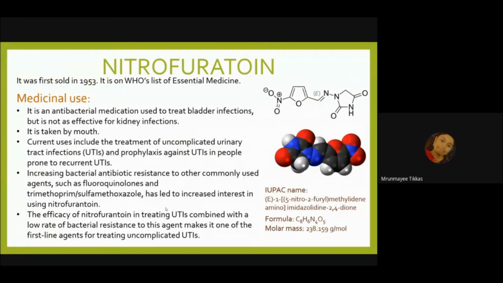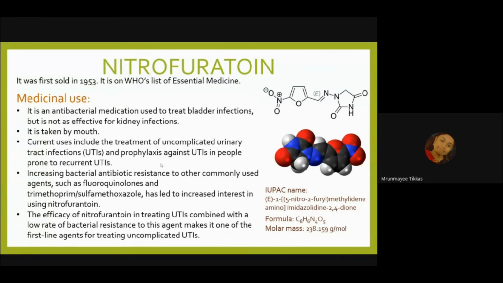It was first sold in 1953. It is also on WHO's list of essential medicines. It is an antibacterial medication used to treat bladder infections, but it is not effective for kidney infections. It is taken by mouth. Current uses include the treatment of uncomplicated urinary tract infections (UTIs) and prophylaxis against UTIs in people prone to recurrent UTIs.